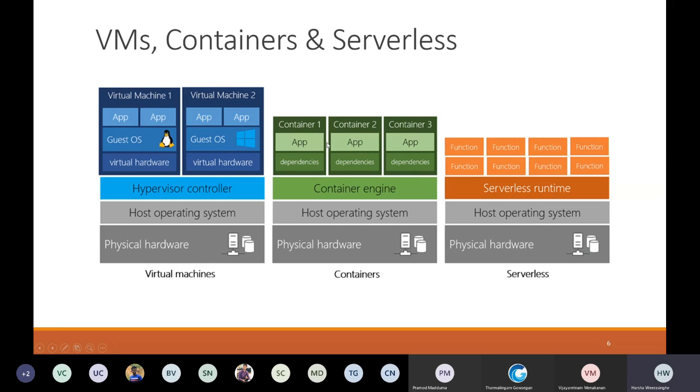Here you can see we discussed virtual machines, containers, and serverless. This is the graphical representation of how each component works. For all 3, VM, container, and serverless, we have physical hardware, obviously, because we are dealing with machines. Then we have the host operating system, which is common for all 3. Here we have a hypervisor, and here we have a serverless runtime.